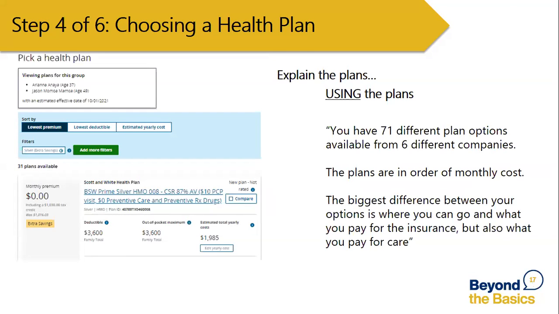Okay, so to start at this point, once I actually get into the plans, what I will do is give the client sort of a summary of the marketplace generally. So for our market in Austin, Texas, I would let them know, and this is kind of my script, that they've got 71 total plan options available from 6 companies. I let them know that the plans are organized in terms of the monthly cost. And the biggest difference between these options comes down to 2 things, okay? The cost and also where you can use it, where you can get care.